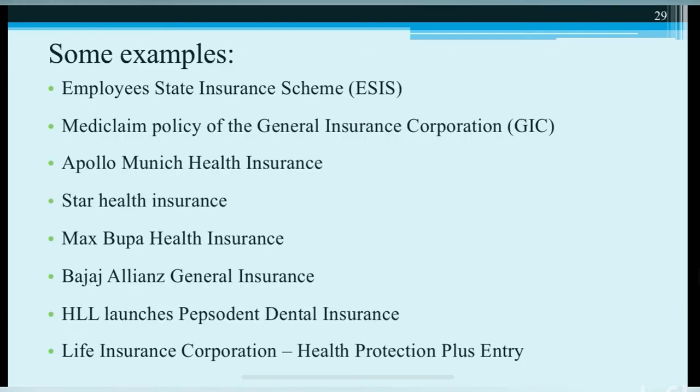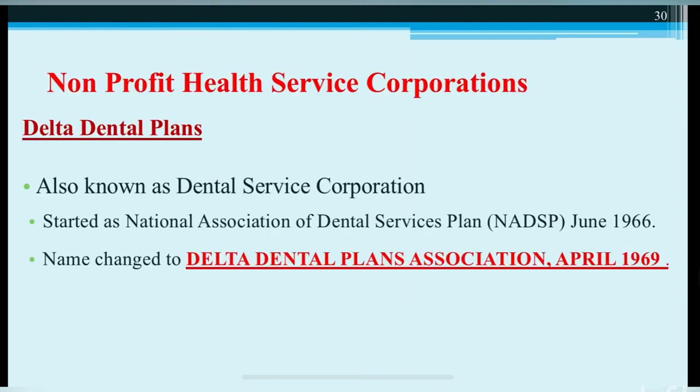Some of the examples of CICs are ESIS, which I've already told, GIC Mediclaim Policy of the General Insurance Corporation, Apollo Munich Health Insurance, Star Health Insurance, Max Bupa Health Insurance, Bajaj Allianz General Insurance, HLL launches Pepsodent Dental Insurance, Life Insurance Corporation, Health Protection Plus.